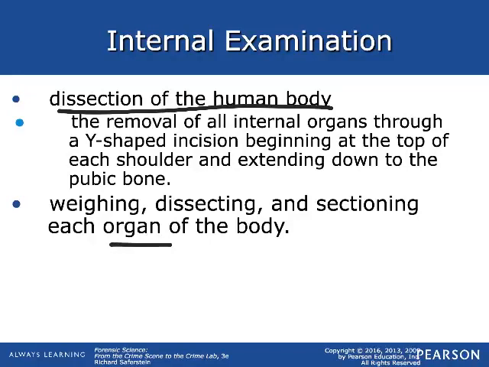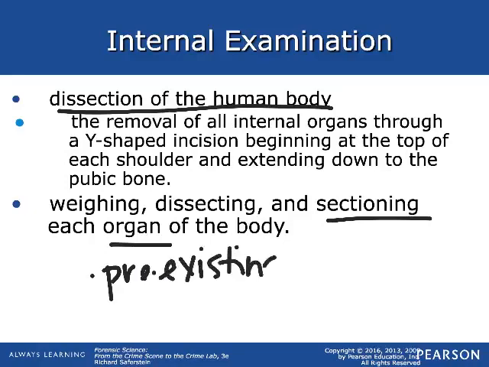So they're going to weigh the organs, they're going to dissect them, they're going to section them. Sectioning them means they're going to take thin slices so that they can look at them with the microscope. During that time, they're going to look for pre-existing conditions. They might say, look, this person had a heart valve replaced, or this person has pulmonary edema. They're going to just try to examine everything and figure out what's going on with that person to get the whole story.